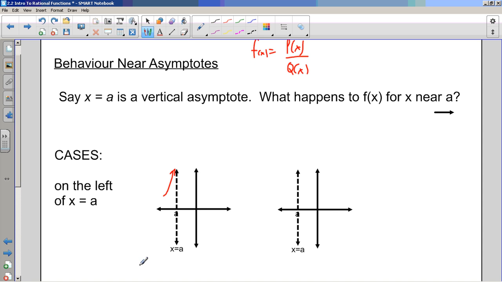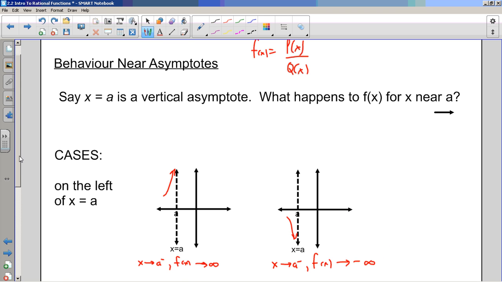Now how we write that is x approaches a from the left. A little minus sign means a little bit less than a. What happens to f at x? Well, f at x gets really, really big positive. Goes to positive infinity, right? And that's how we would write that. That's the symbols. Now, the other case would be it doesn't go high, that it goes low. And we've seen this already. x gets close to a from the left, f at x goes to negative infinity.